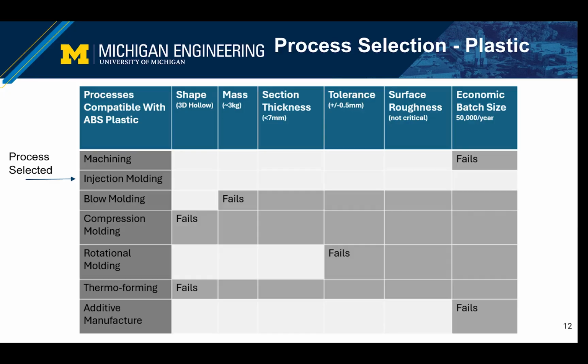After comparing several manufacturing processes based on material, geometry, tolerance, and production volume, injection molding was selected because it was the only process that satisfies all design requirements.